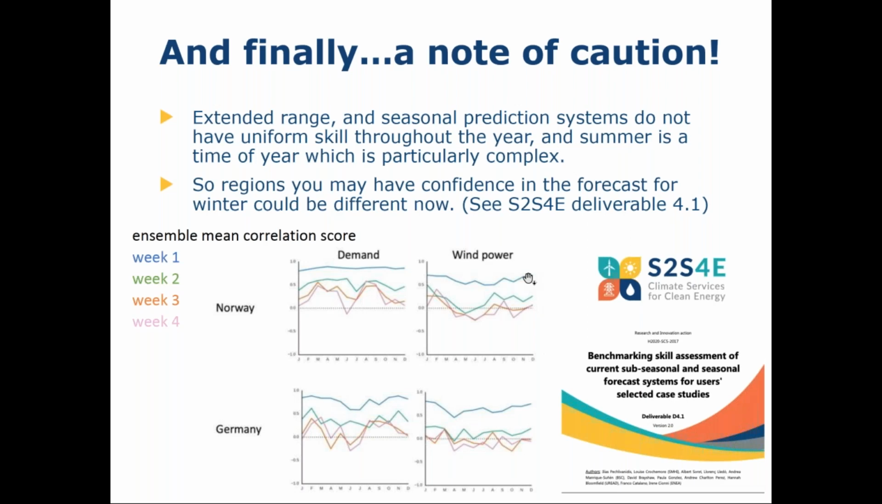So if this is something that's of interest to you, I suggest you head to the S2S4E website, where all our scientific deliverable reports are available, I believe. But I know that this one is deliverable 4.1, which I've got here, which is benchmarking skill assessment of current subseasonal and seasonal forecasts for users. So this report's really nice. It's got maps of which parts of Europe have higher and lower skill for various variables. And it also gives some case studies. So if there's particular events you're interested in, you can see the kind of information the DST is able to supply.